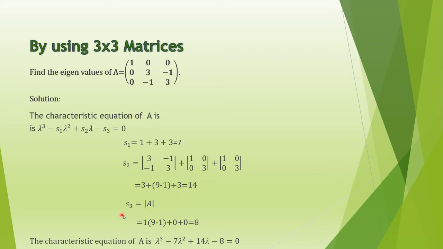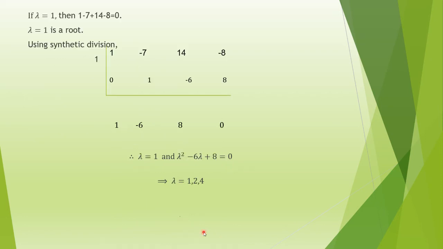And next S3 is equal to determinant A. You know the determinant very well, so you just find the determinant of A, which is 8. Finally, substituting all the values S1, S2, S3 in the equation: S1 becomes 7, S2 becomes 14 and S3 is 8. So the characteristic equation becomes lambda cube minus 7 lambda square plus 14 lambda minus 8 is equal to 0. From this, we are going to find the roots.